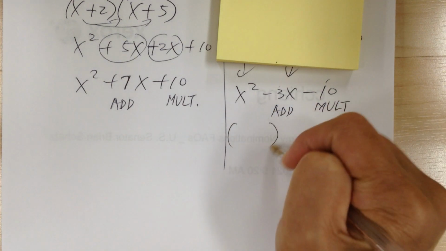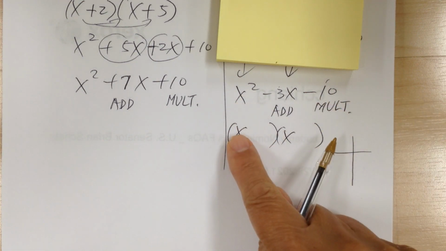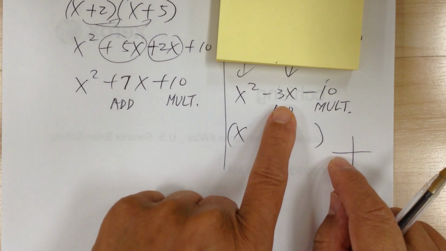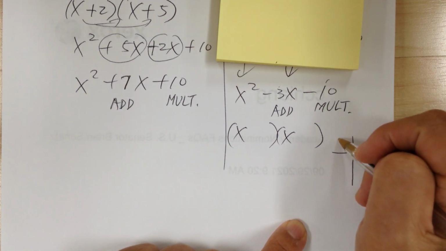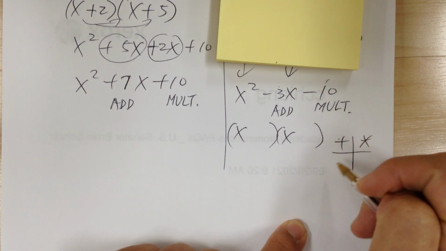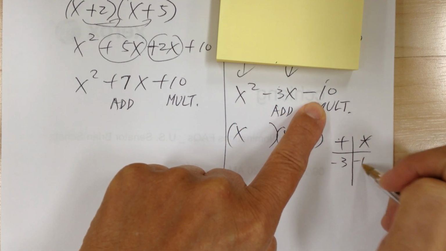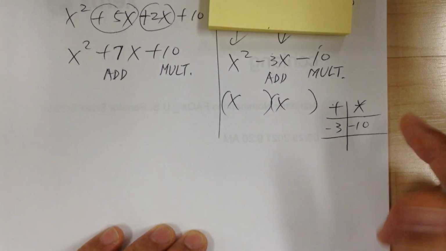So you know that you're going to get two parentheses. x squared came from x times x. But to get these two numbers, you know that this came from adding the two numbers, and this came from multiplying two numbers. So let's do the adding and multiplying. You need to add the two numbers to get negative 3, and multiply to get negative 10. So you need to find a combination that will give you that.